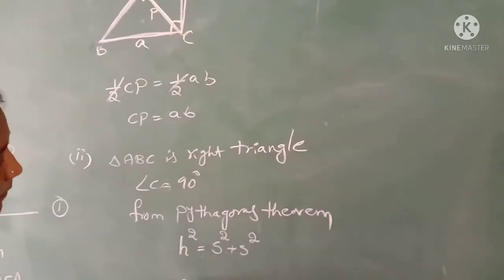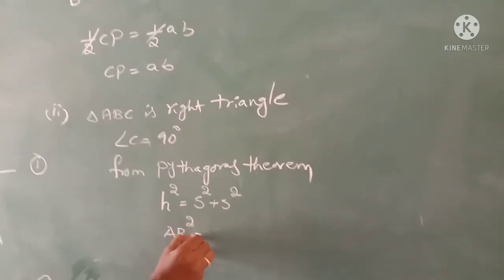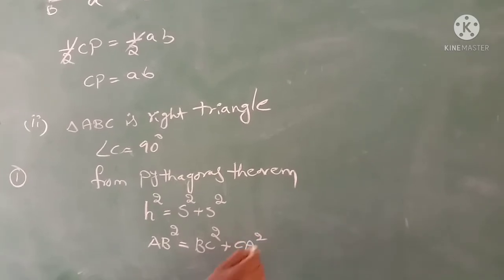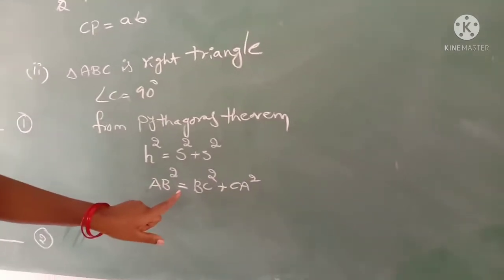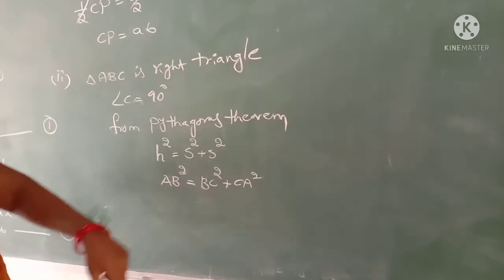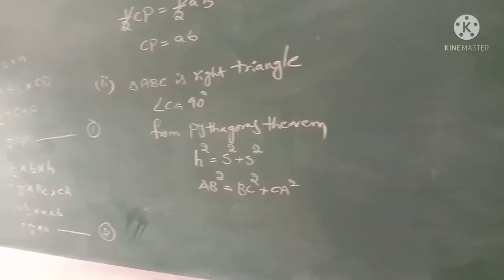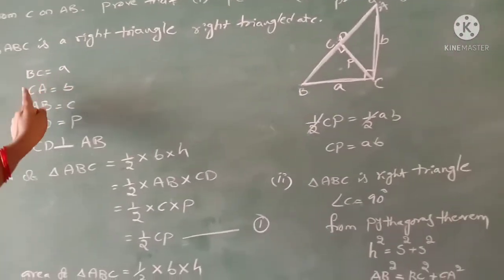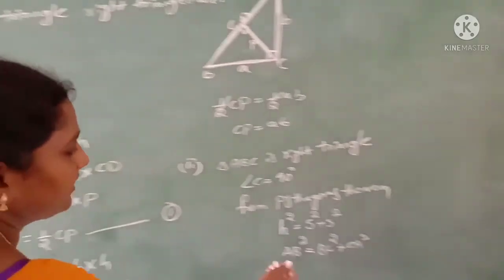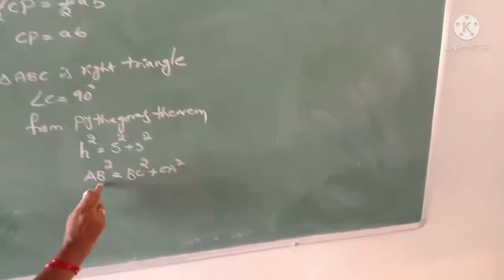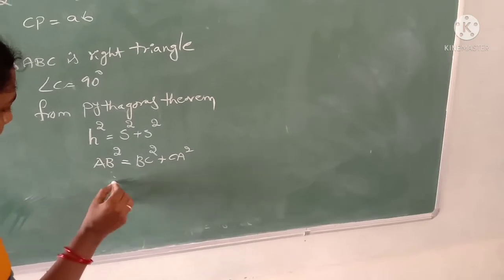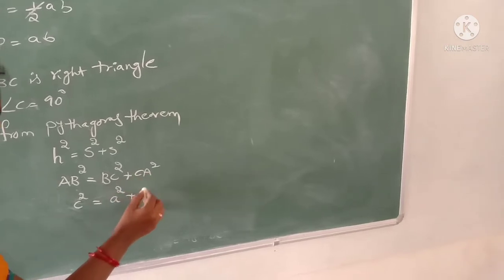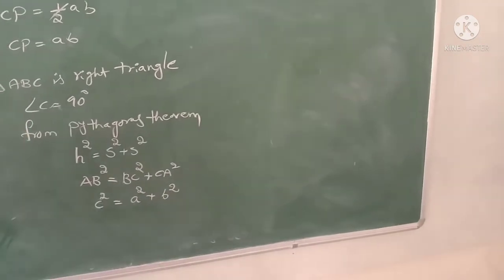So we substitute: AB square equal to BC square plus CA square. AB value c, BC value a, CA value b. So write the values in the Pythagoras theorem: c square equal to a square plus b square.